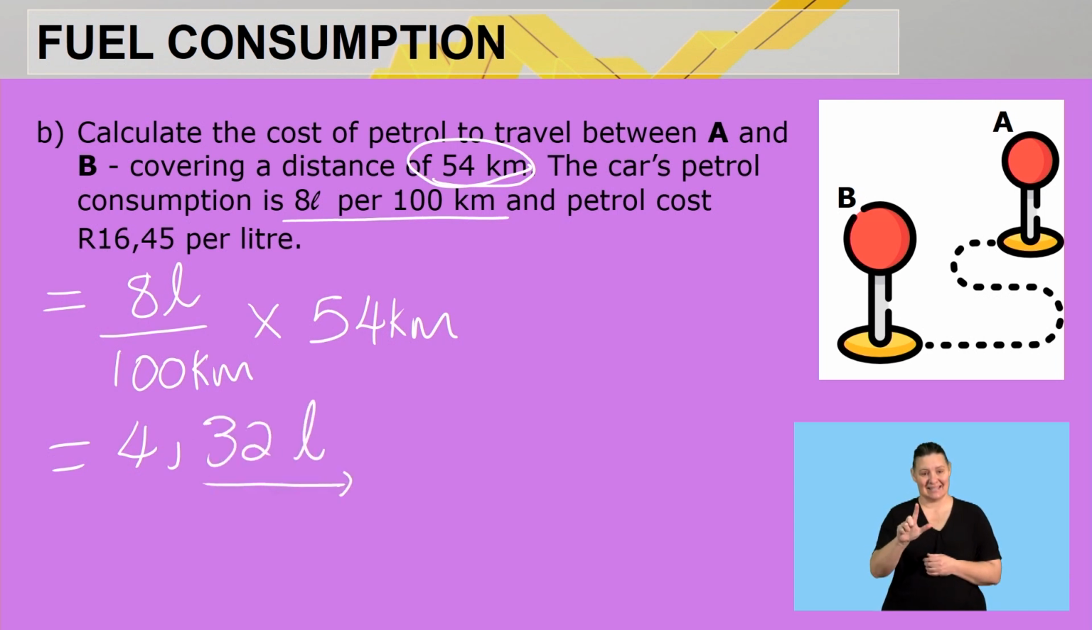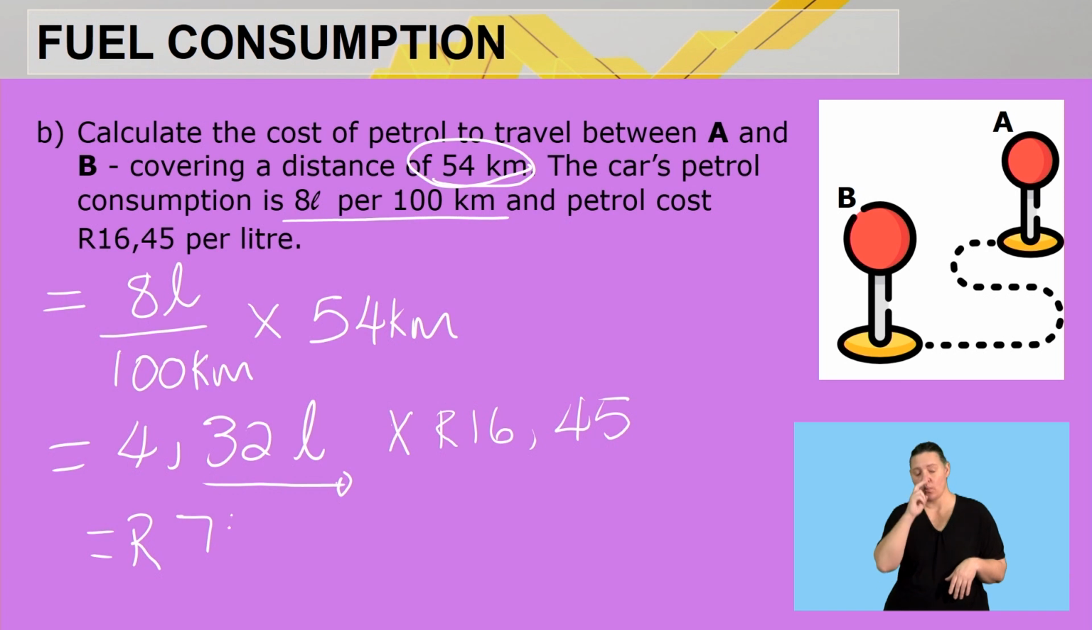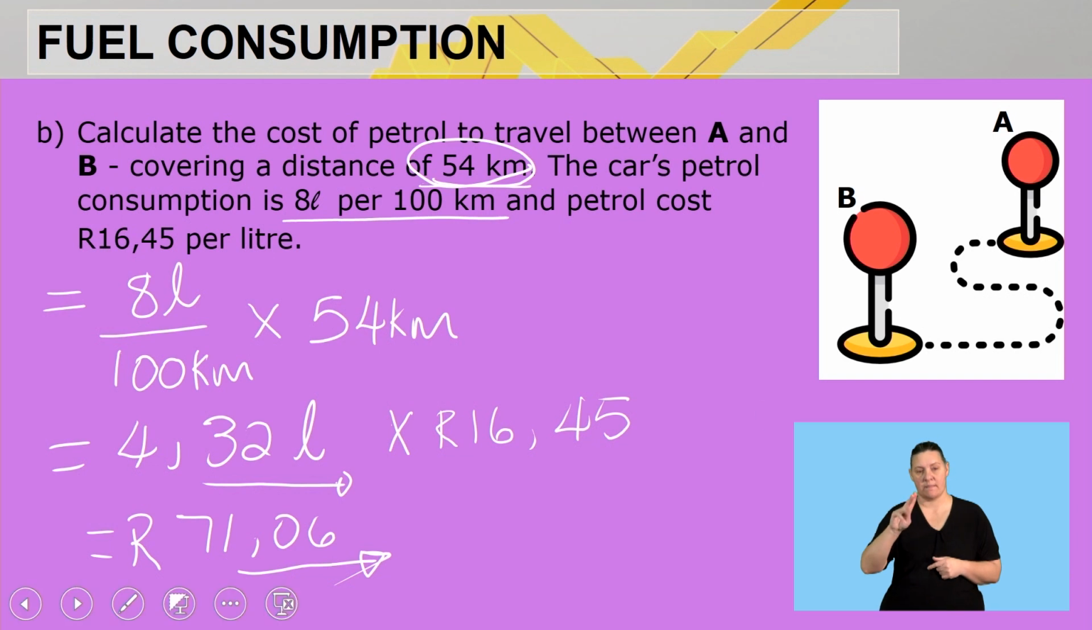liters. Remember, when we calculate the number of liters, we do not round up or down. We write them as they are. These are the liters that we are going to need. The cost per liter in this case is given to be 16 Rand 45. How much do we need in order to travel 54 kilometers? We will only be needing 71 Rand 6 cents. This is what we will be needing to travel 54 kilometers.